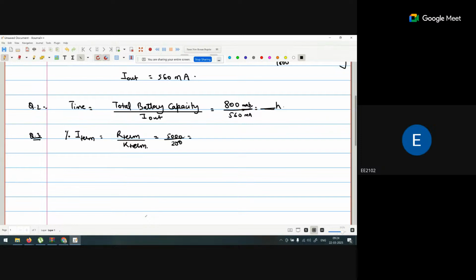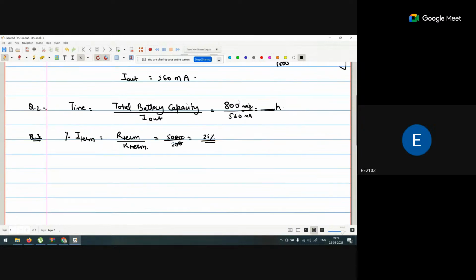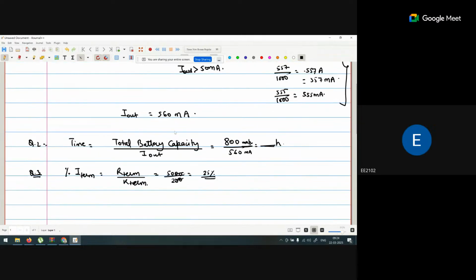So this one is 25. Okay, so this is the termination percentage. Now, what is the total capacity current? 800 milliamps. Correct. This fast charging current is 560 milliamps.